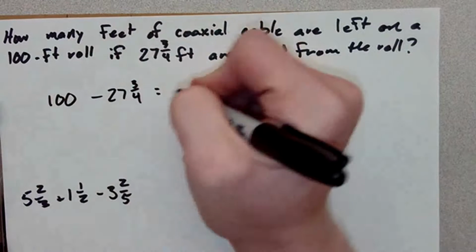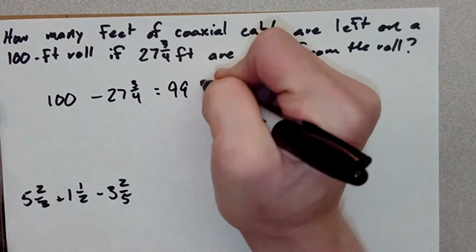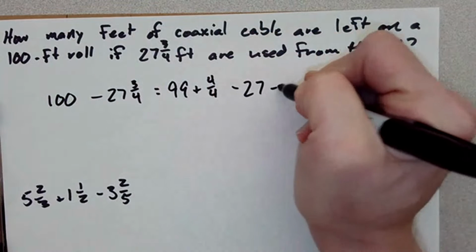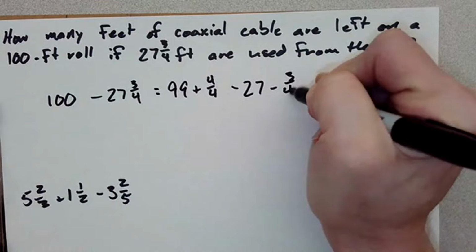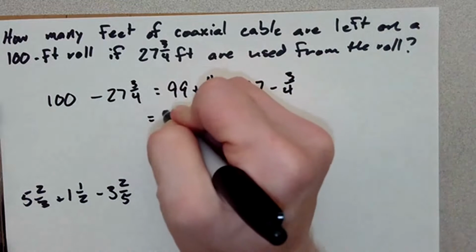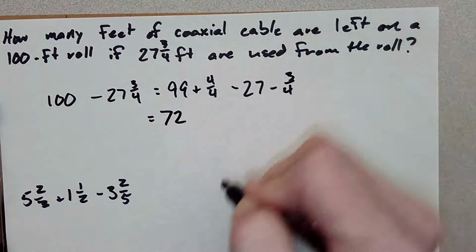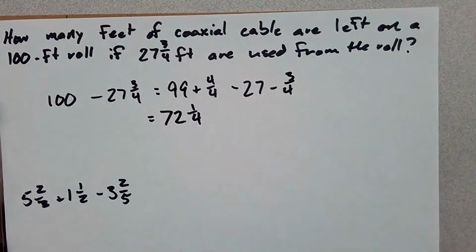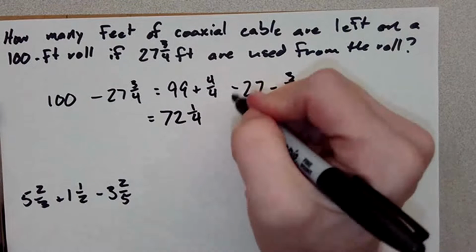And now I'm going to write this as 99 4/4 minus 27 3/4. 99 minus 27 is pretty simple. That's 72. 4/4 minus 3/4 is 1/4. And there we go. 72 1/4 feet remain.